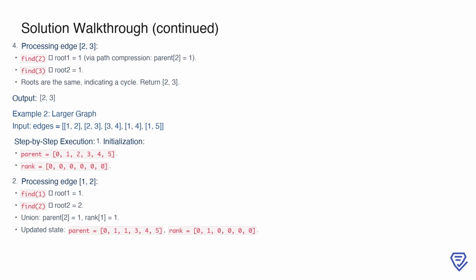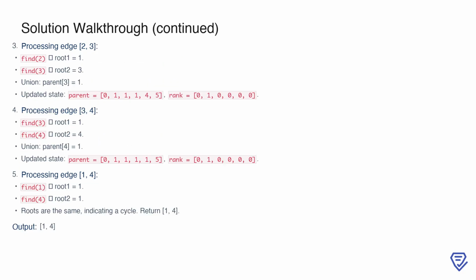Now, let's look at another example with a larger graph where edges are [1, 2], [2, 3], [3, 4], [1, 4], [1, 5]. We initialize the parent array as [0, 1, 2, 3, 4, 5], and the rank array as [0, 0, 0, 0, 0, 0]. Processing the first edge, [1, 2], we find the roots of nodes 1 and 2 to be 1 and 2. Since the roots are different, we union them. Node 2's parent becomes 1, and we update the rank of node 1. The parent array becomes [0, 1, 1, 3, 4, 5], and the rank array is [0, 1, 0, 0, 0, 0].